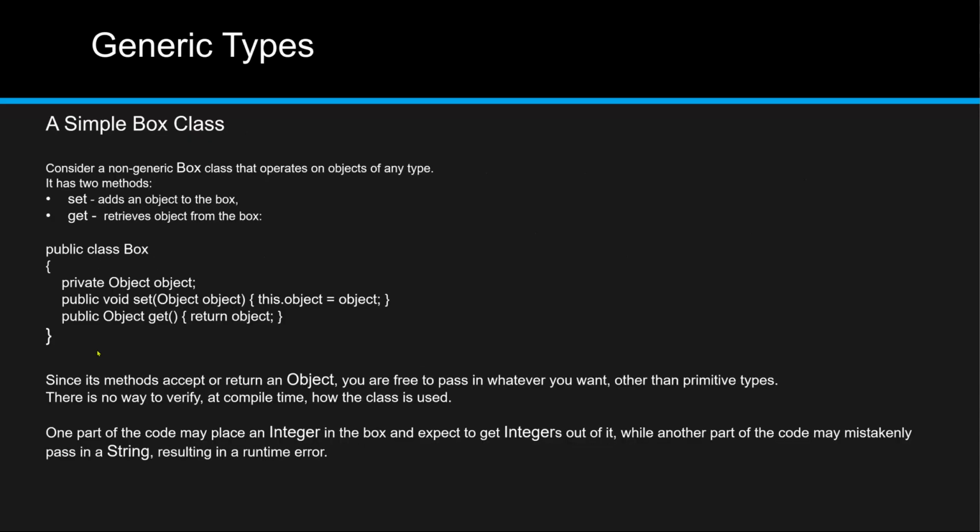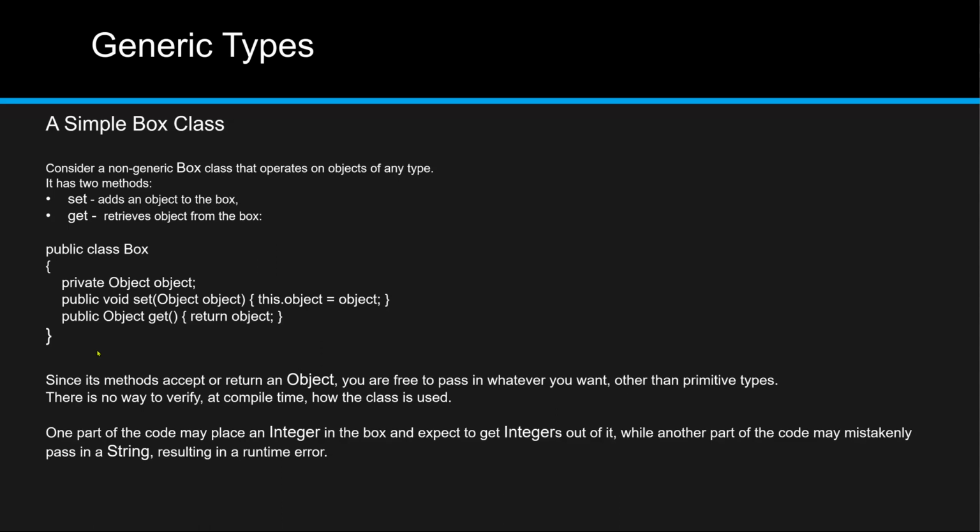So let's consider a simple box class. We'll start with a non-generic version, right? It has two methods, set, which adds an object to the box, and get, which retrieves it. Since it's so simple, I just plopped it out right here. We've got our private object, pretty obvious. And we have our set method, which takes an object and assigns it. Okay, we've got our get method, which returns it.